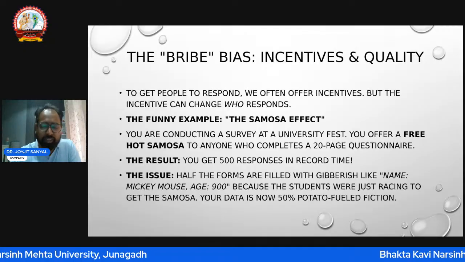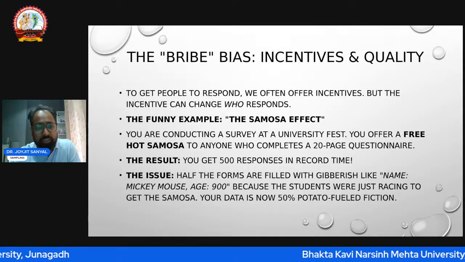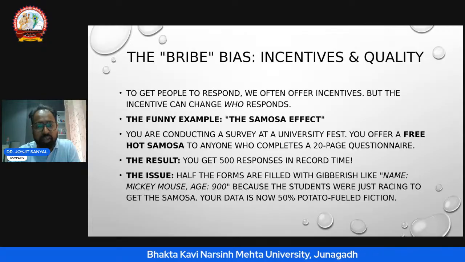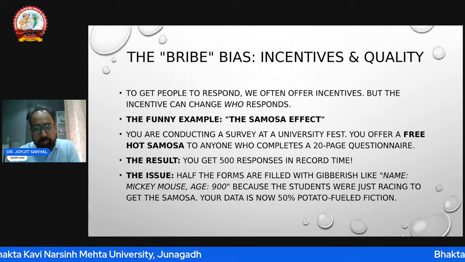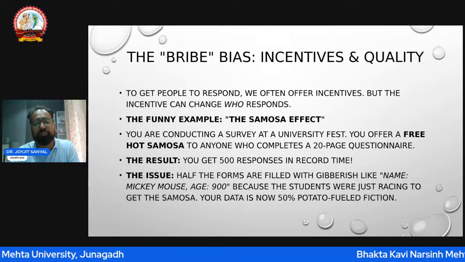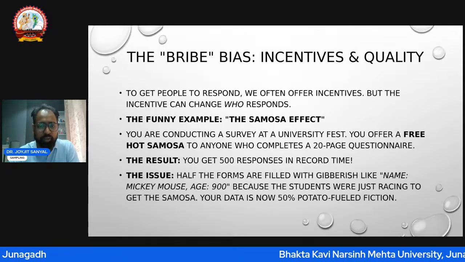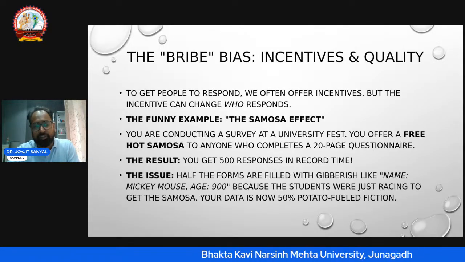So what happens is that when you are providing some kind of incentives, there is a high chance that whatever results you get may be biased. Why are they responding to you? Because you are providing them with something. Take for example the samosa effect. I call it the samosa effect.